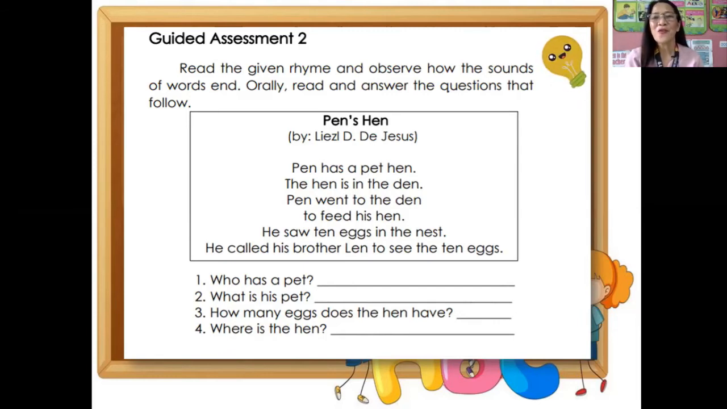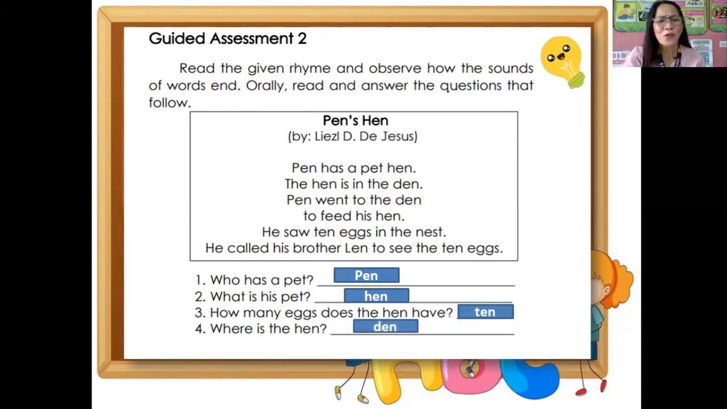So this time, you are going to answer the questions orally. Question number 1. Who has a pet? The answer is Pan. Number 2. What is his pet? It's a hen. For number 3, how many eggs does the hen have? There are 10 eggs. Where is the hen? The hen is in the den.